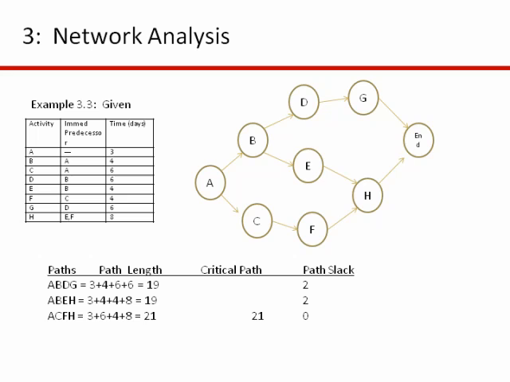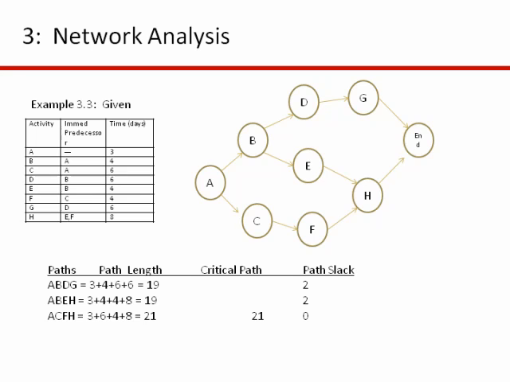Okay, so this is problem 3.3 from the book, and you can see I have immediate predecessors, I have the time for each activity, and you can see I've drawn the network, and there are 3 paths through this network, and they're identified, and the critical path is the lowermost path, ACFH. It's 21 days long. And I also have here path slack.